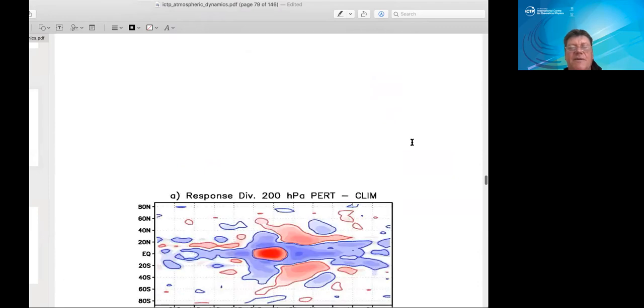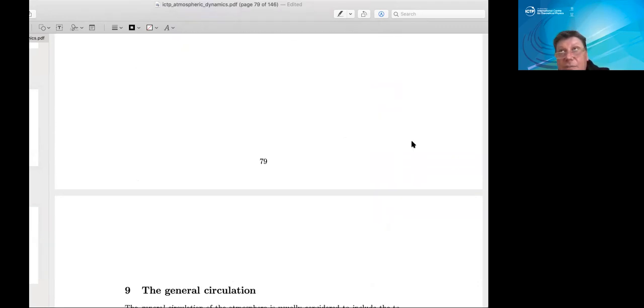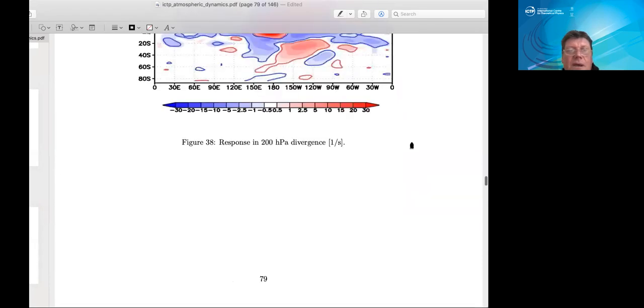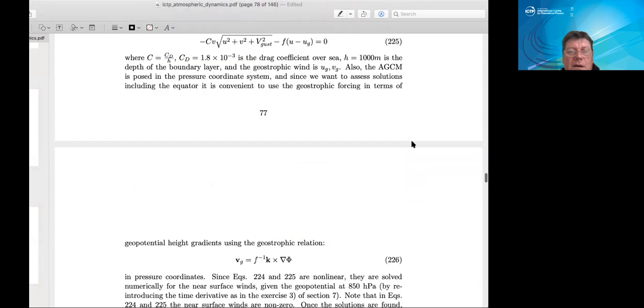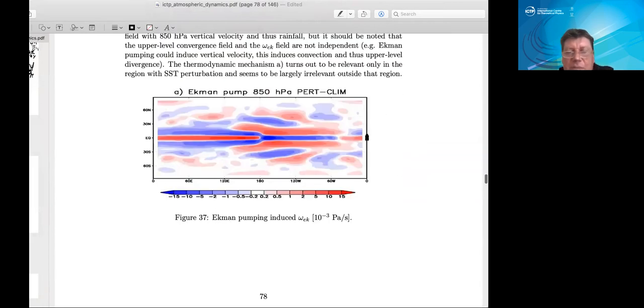So Ekman pumping seems to be a very important mechanism for how remote regions can be influenced by a localized heating anomaly, for example, in the Pacific or in other regions. And so this mechanism may be relevant for adjustments to El Nino type sea surface temperature perturbations and heating anomalies in the South Asian region or in the African region, and so on.